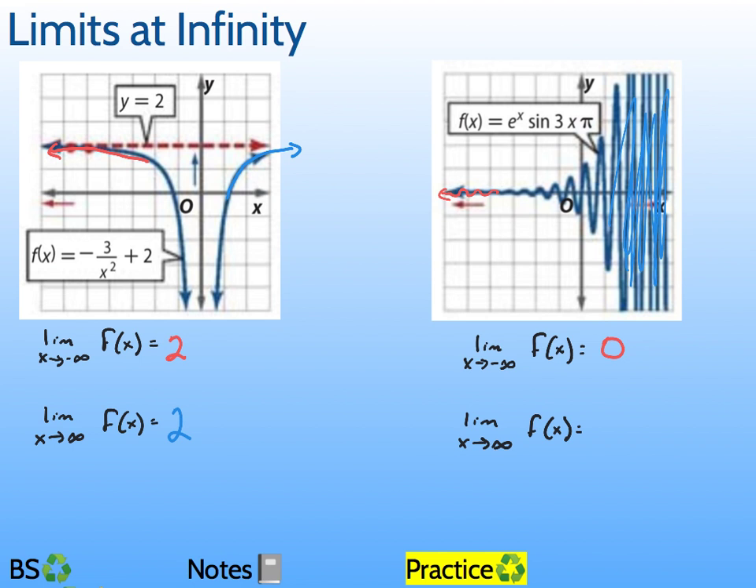So in this case, the limit actually, because you can't tell, is it negative, is it positive, what number is it heading towards? The limit on the right, as x approaches positive infinity, doesn't exist because it keeps oscillating between really high values and really low negative values.